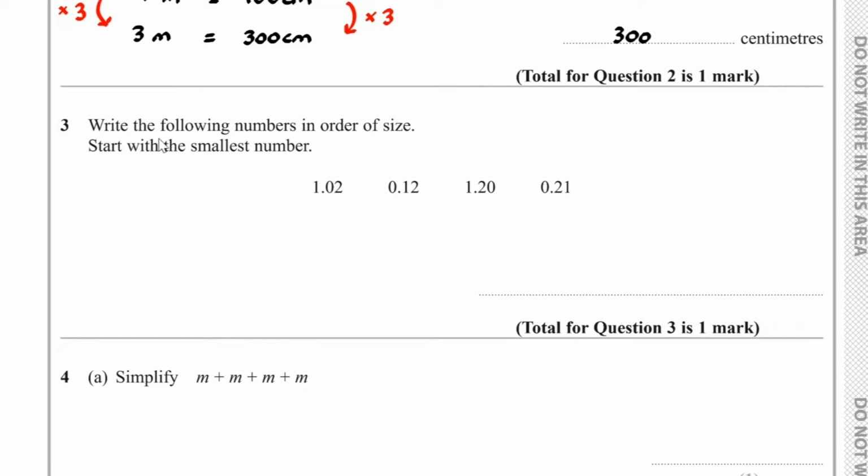Question number 3. We have to write the following numbers in order of size. Start with the smallest number. The numbers are given to 2 decimal places, and so ordering them is quite easy. The smallest one is 0.12, followed by 0.21, followed by 1.02, followed by 1.20.